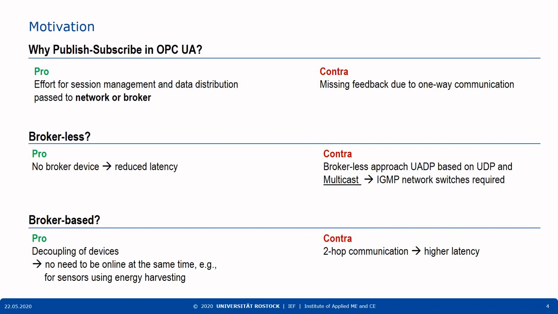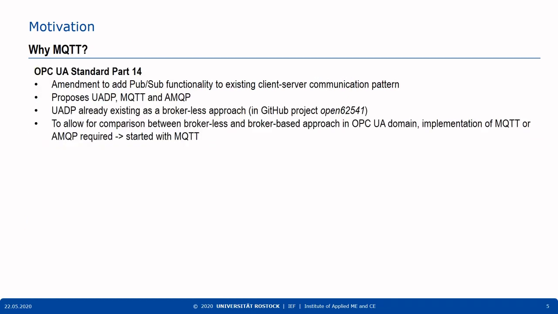The disadvantage we may have here is that we now have a two-hop communication because we have the broker in between, and therefore higher latency for a single transmission. So why do we decide for MQTT?